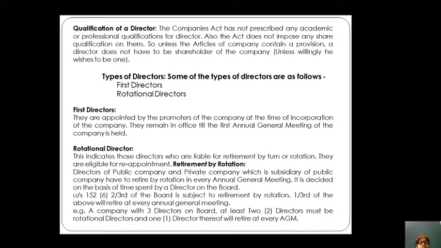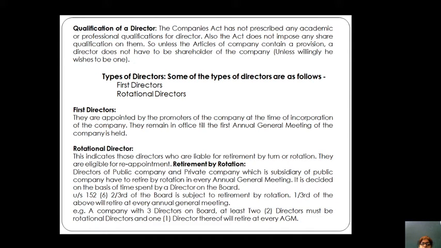Now second is the rotational director. This indicates those directors who are liable for retirement by turn or rotation. Every company can keep persons on rotation for the post of directors. Okay, for say a duration of 3 years, Mr. Sanjay will work as a director, because it is mentioned in their rule book, or in their articles and memorandum of association. Accordingly they will rotate the individuals to act as directors. So they are eligible for reappointment.